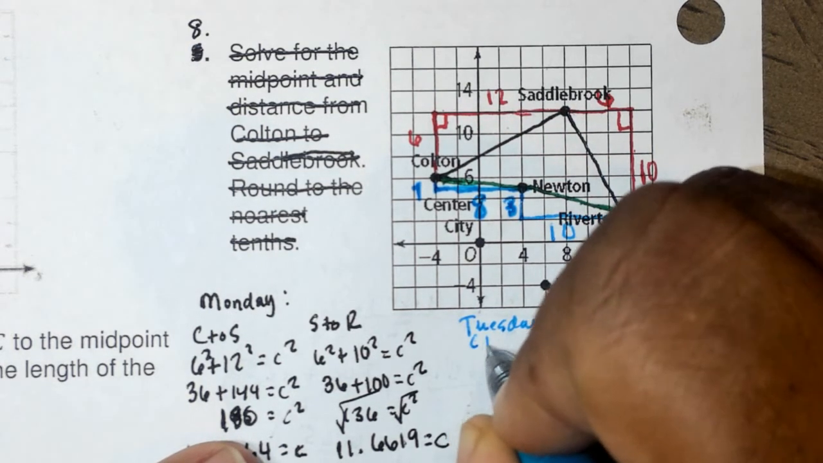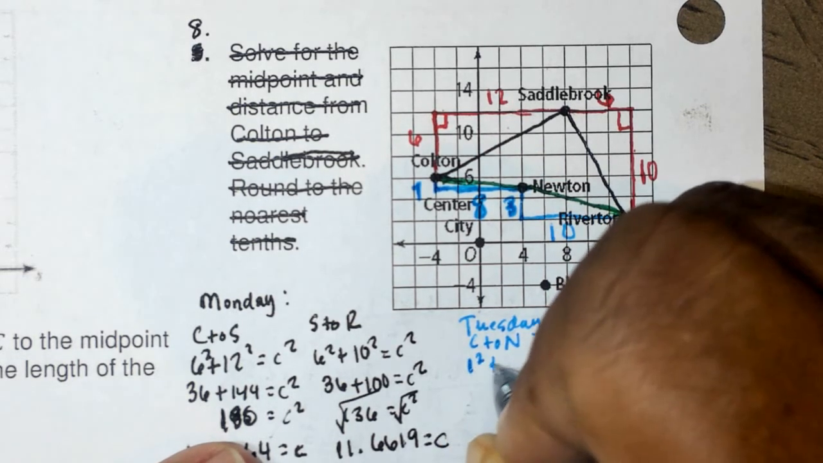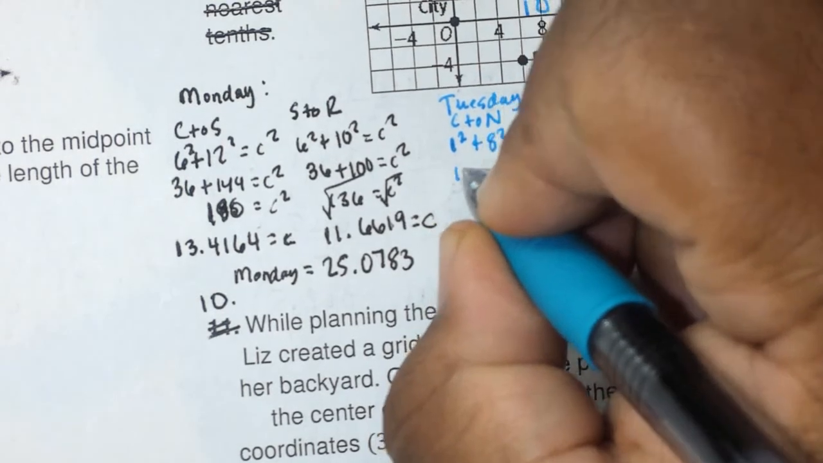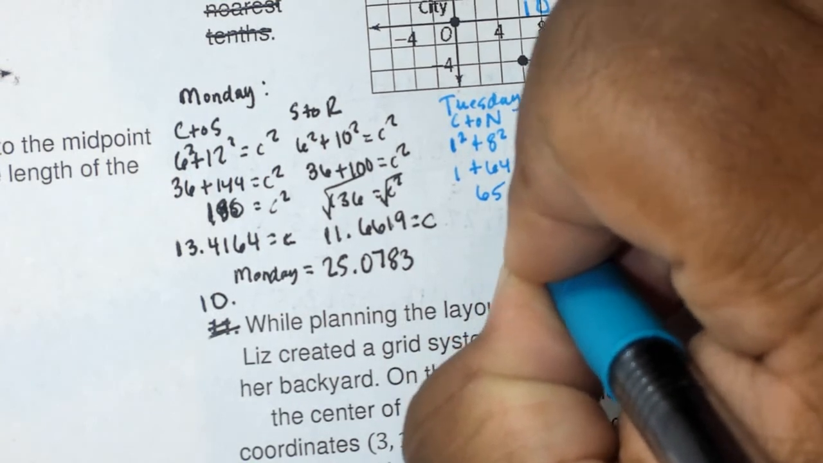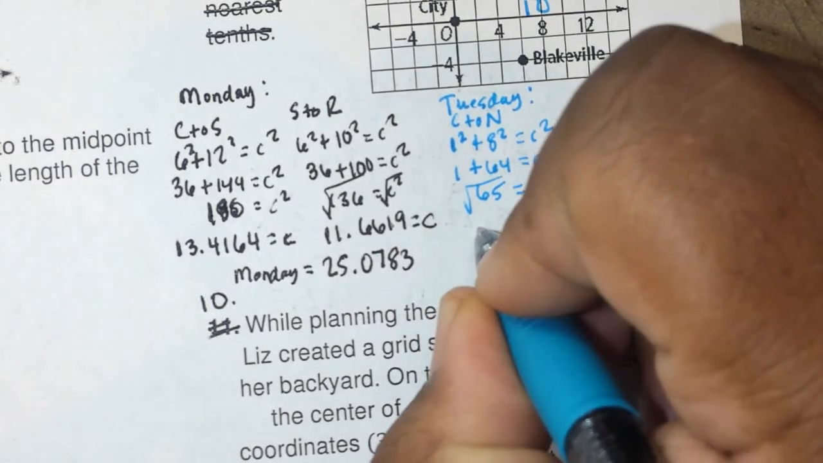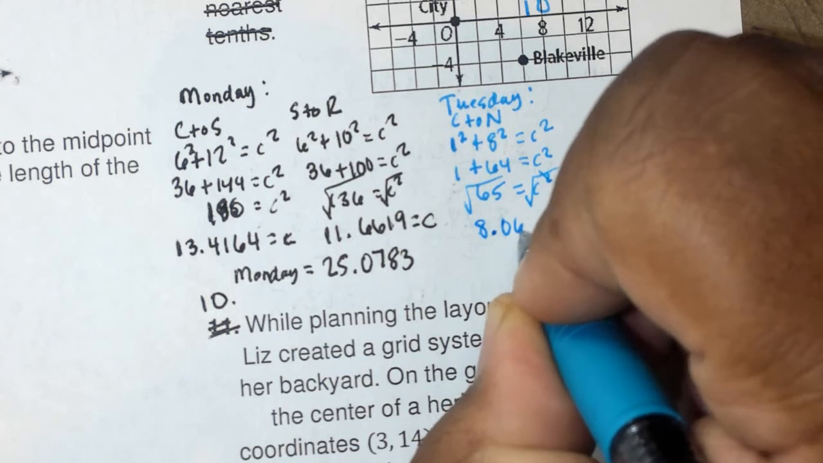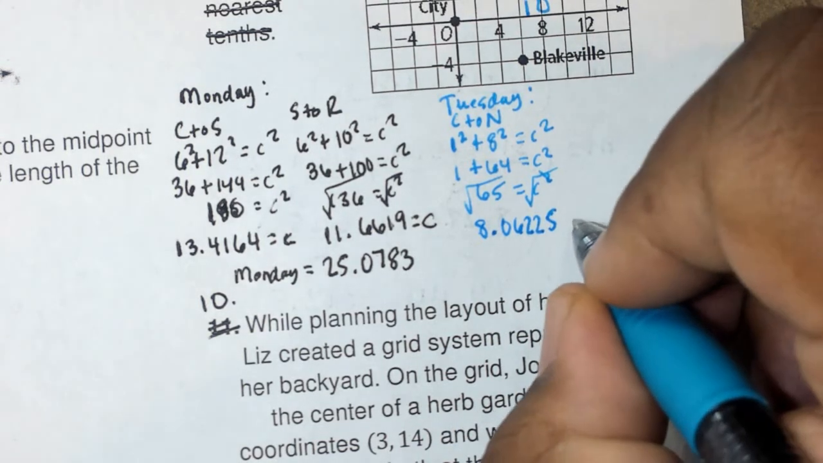And then we're going Colton to Newton first. So that's going to be 1 squared plus 8 squared equals c squared. 1 plus 64 equals c squared. Get 65 equals c squared. Square root. Clear. 65, square root. You're gonna get 8.06225. That'll be fine. Equals C.